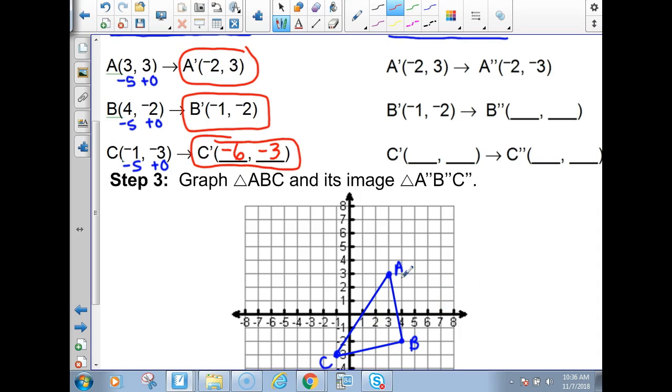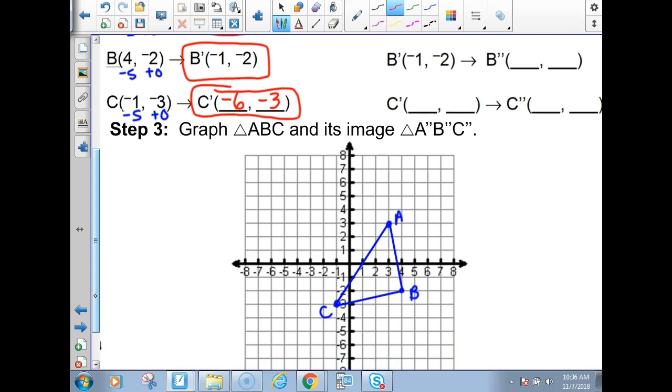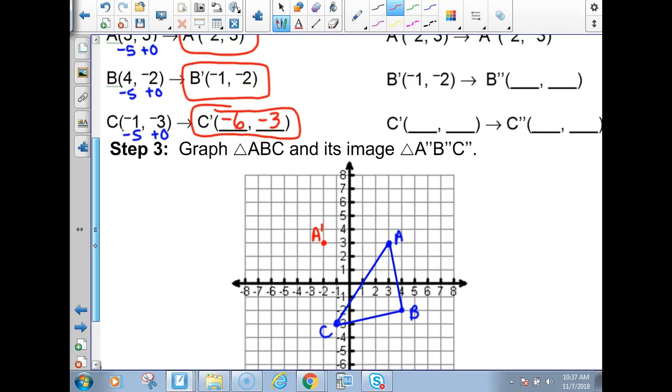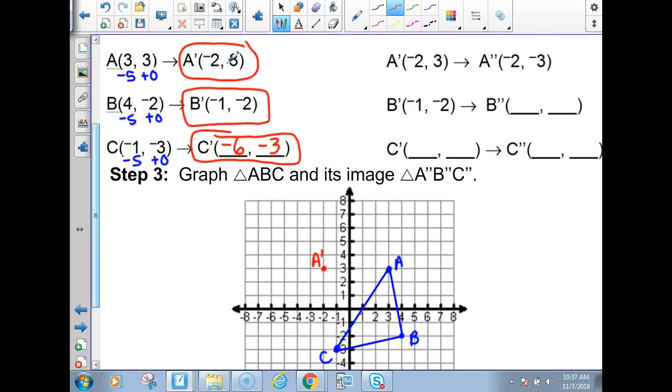All right, now if you would rather just count left 5 for each of your points, that works as well. 1, 2, 3, 4, 5, and label it A prime. Notice that that is the location (-2, 3), which is what our point says, so you can verify. Take B, left 1, 2, 3, 4, 5. It happens to land kind of close to the triangle there, and label it B prime. And then C, left 1, 2, 3, 4, 5, C prime. And then draw the triangle.